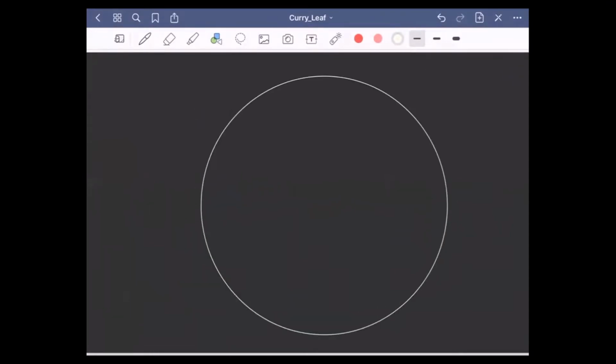Anirban, what do you think? Yes, sir. Yes, it works. It works. Yes.